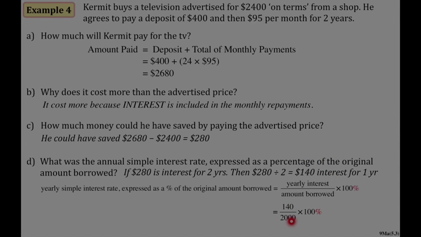He borrowed $2,000 because he paid a $400 deposit. He didn't borrow that. He had the $400, which means that he only owed $2,000 left, because 2,400 minus the 400 is 2,000. Times it by 100, and that means that he was actually charged a 7% interest rate for this question. Now I'll go through that with you again in more detail when I'm back if you need, but that's the process for that question there.